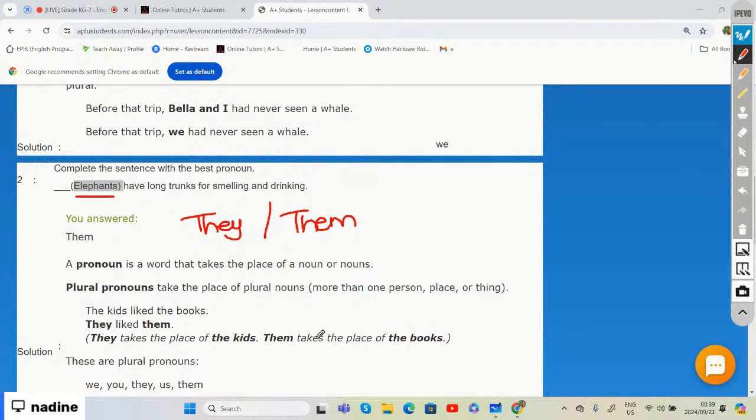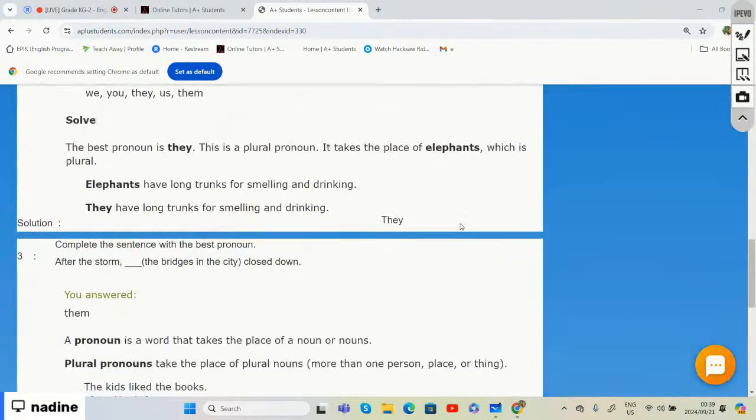All right. And if we replace the word elephants, we can say they. We say they have long trunks for smelling and drinking. And they refers to the elephants. Well done. They is correct.